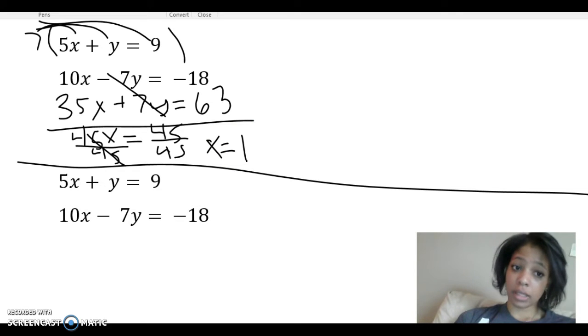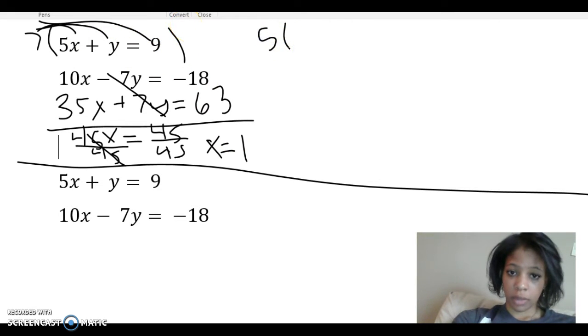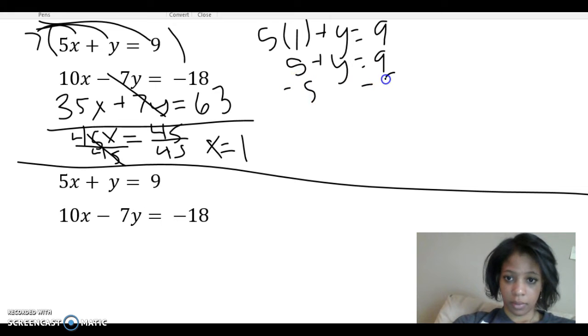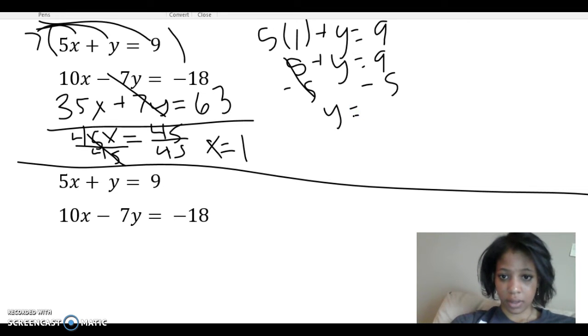So now I'm going to plug that 1 back into one of my original equations, right? I'm going to plug it into this equation here. So 5, instead of writing x, I'm going to write 1, plus y equals 9. 5 times 1 is 5 plus y equals 9. Now I'm solving for y, which means I want to get rid of this 5. So if this is a +5, I need to subtract 5 from both sides. It cancels. I'm left with y equals 9 minus 5, which is 4. So my answer this way will be (1, 4).